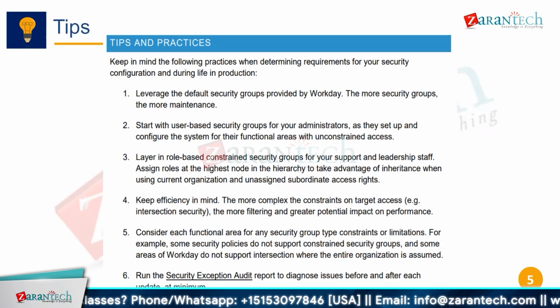Keep efficiency in mind. The more complex the constraint on target access, for example, intersection security, the more filtering and greater potential impact on performance. Consider each functional area for any security group type constraints or limitations. For example, some security policies do not support constrained security groups, and some areas of Workday do not support intersection where the entire organization is assumed. You can run the security exception report to diagnose issues before and after each update at a minimum.